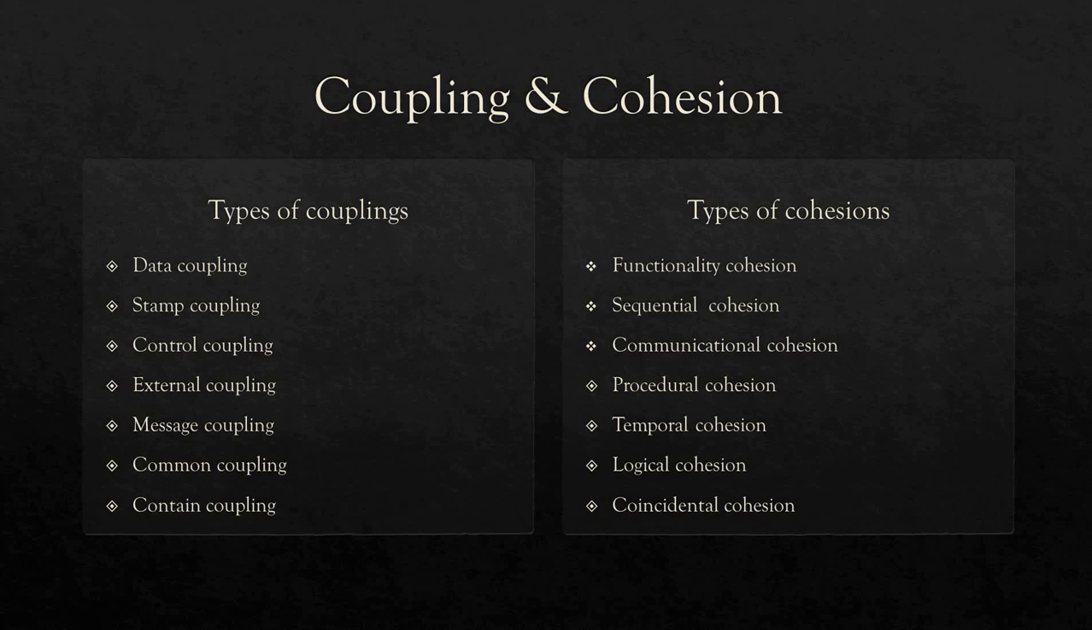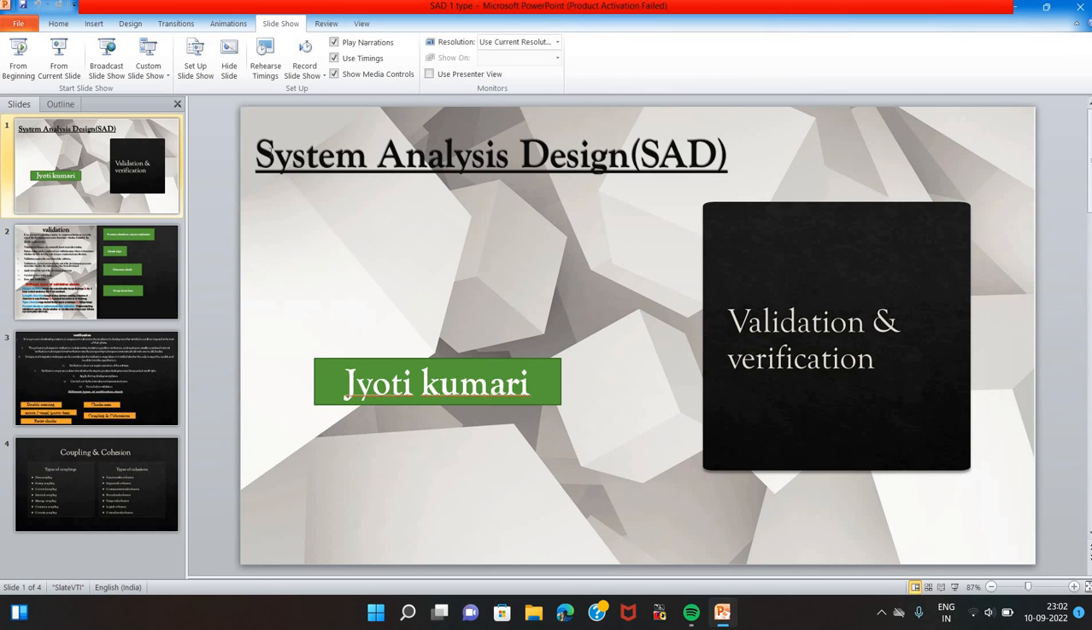I define types of coupling and cohesion. So types of coupling are data coupling, stamp coupling, control coupling, external coupling, message coupling, common coupling, and content coupling. Then types of cohesion: functional cohesion, sequential cohesion, then communicational cohesion, and then procedural cohesion, temporal cohesion, logical cohesion, and last, coincidental cohesion. Thank you.